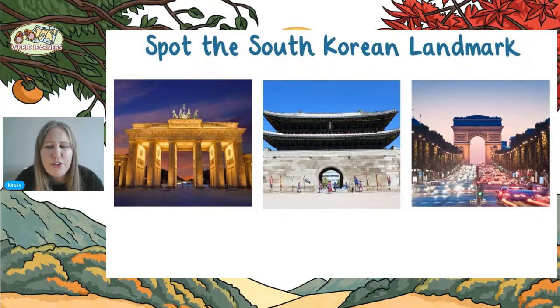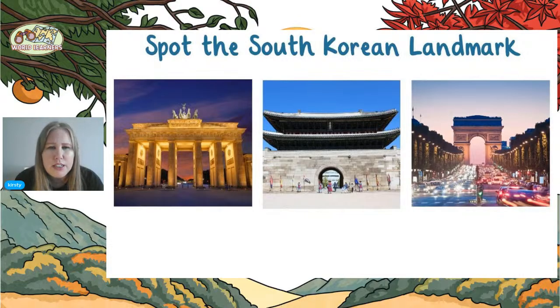Don't worry if you've got none right. It's quite often a guessing game, isn't it? Have a guess. What do you think? Can we notice similar things about the architecture of these different buildings? As we've looked at them, what have you noticed? Are there any similarities with the South Korean buildings and structures?